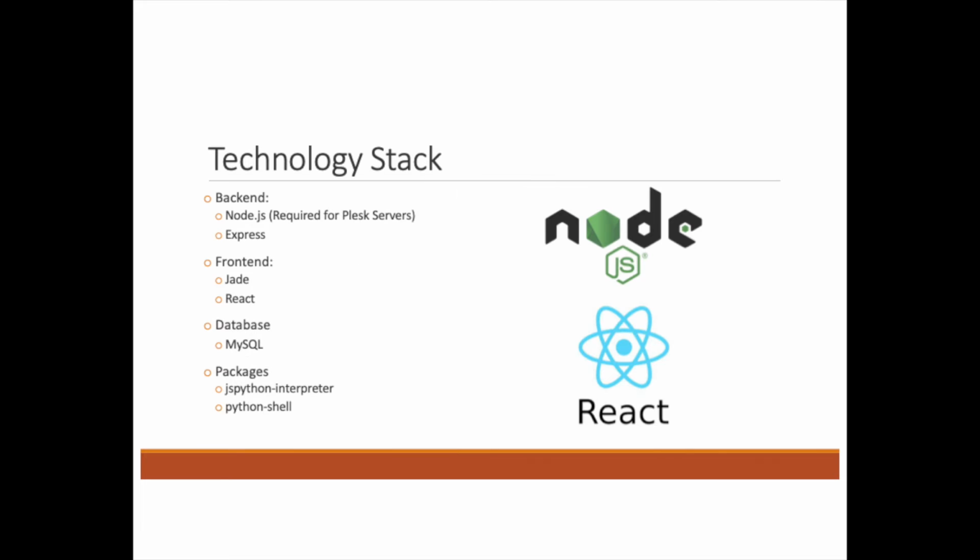For our technology stack, our backend uses Node.js, which is required for the Plesk servers. We will need to use Georgia Tech web hosting and Express. The front end of our coded artifact uses Jade, while our future project will use React. The database will use MySQL, and some packages to use will be JS-Python interpreter and Python shell to interpret any Python input.